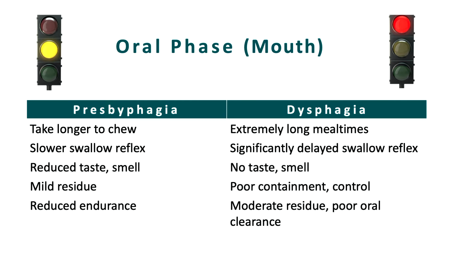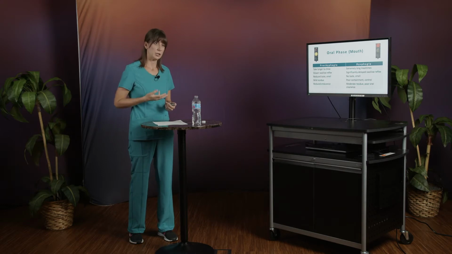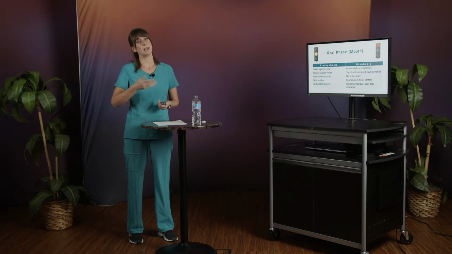Poor containment and control. This can show up as either food or liquid escaping from our lips as we're trying to chew or drink liquids. We might lose it out of the mouth, but on the other hand, it can also go the other direction and result in food or liquid falling toward the back of the throat before the system is ready for it.